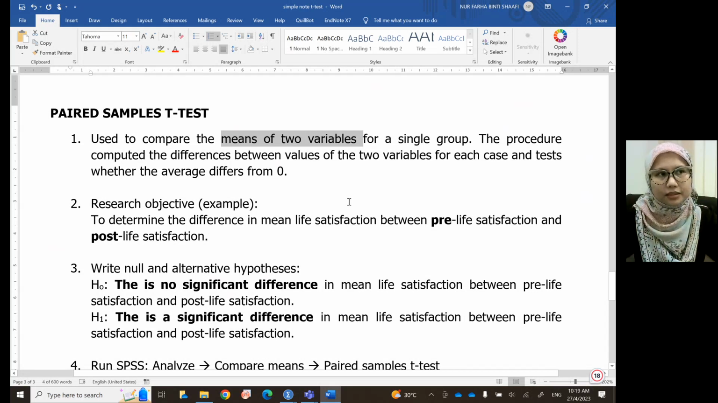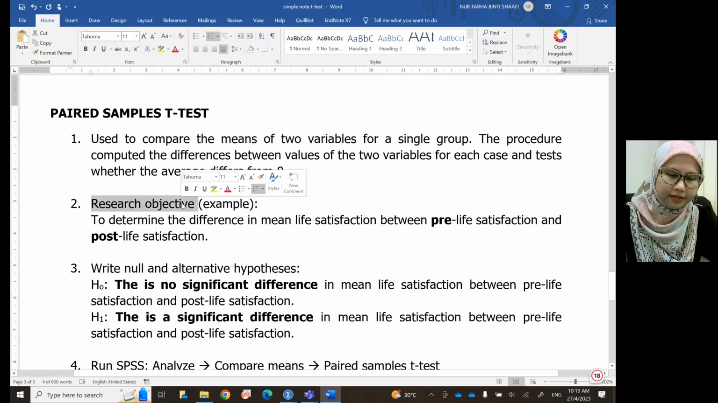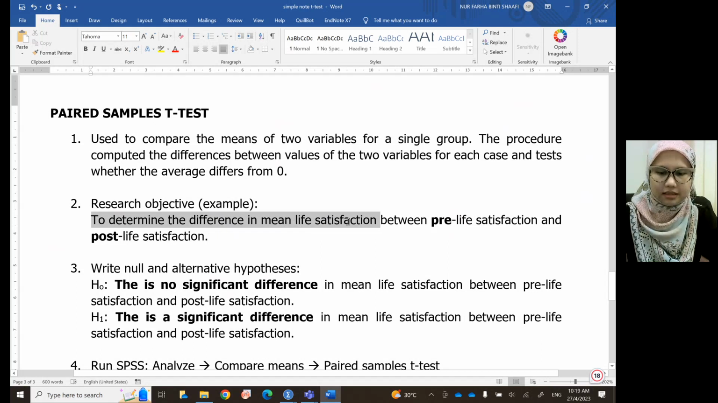This is usually used if you do a pilot test, kajian rintis. You want to see whether there is a significant difference between pre and post test. In your pilot test, usually you have a single group and you do a pre and post test. For example, you have a research objective here: you want to determine the difference in mean life satisfaction between pre-life satisfaction and post-life satisfaction.